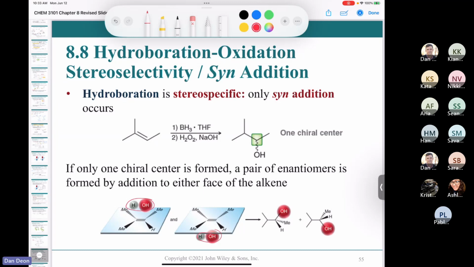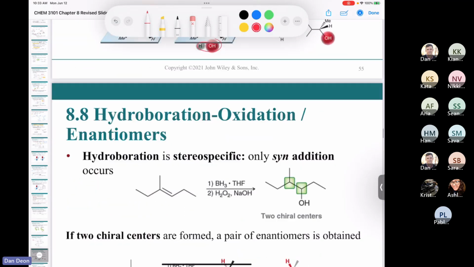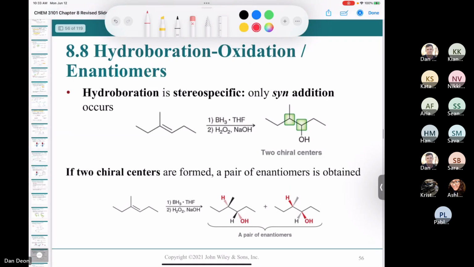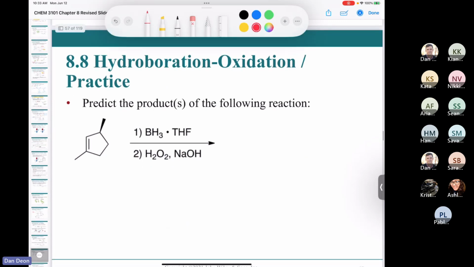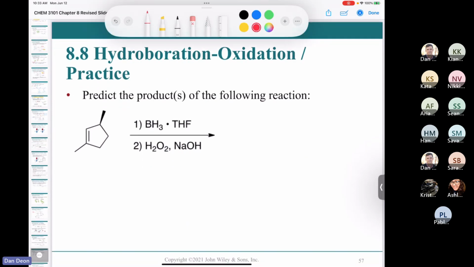However, if you can form a chiral center, one chiral center, you're going to end up with a pair of enantiomers, wouldn't you, right? So we have to take that whole idea of chirality into account when we're looking at a hydroboration oxidation reaction. And if you're forming two chiral centers, in that case, you form a pair of enantiomers. Anyhow, so with all that in mind, why don't we try a practice problem?